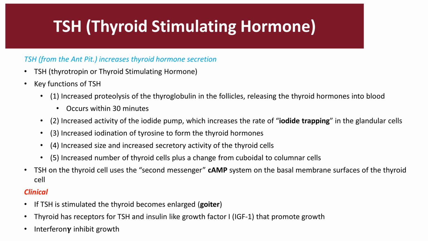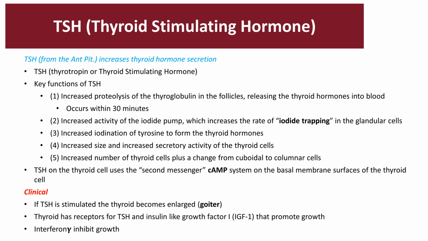Number one, it increases the proteolysis of the thyroglobulin in the follicles. This causes the release of more thyroid hormones into the blood. It could occur as fast as about 30 minutes. It also increases the activity of the iodide pump, which moves iodide in and causes iodide trapping inside the glandular cells. It also increases the iodination of tyrosine to form MIT and DIT.